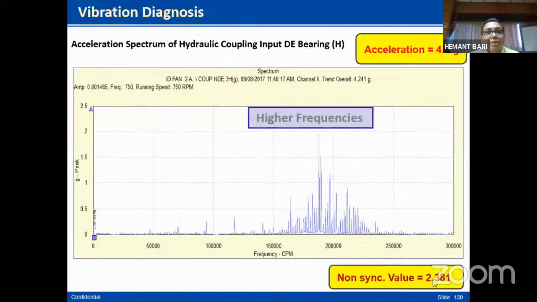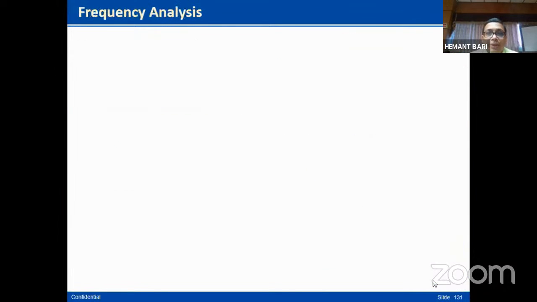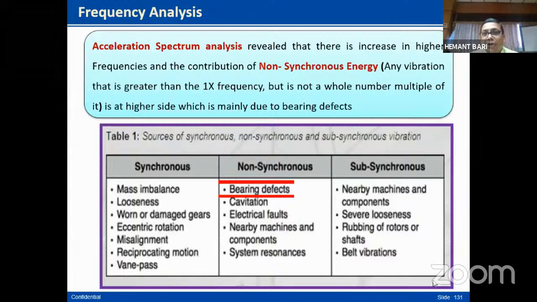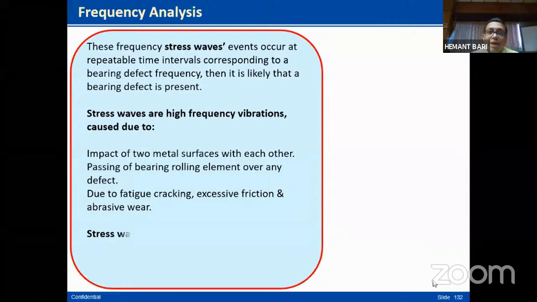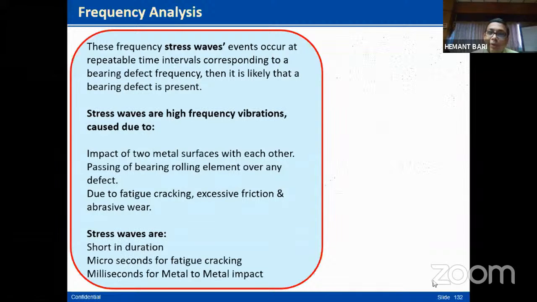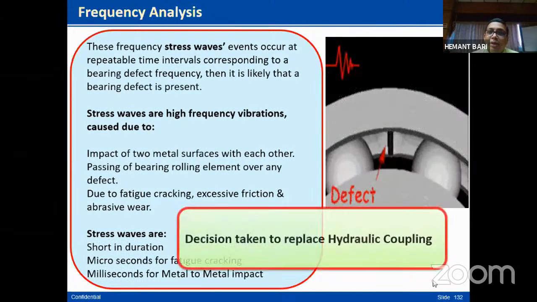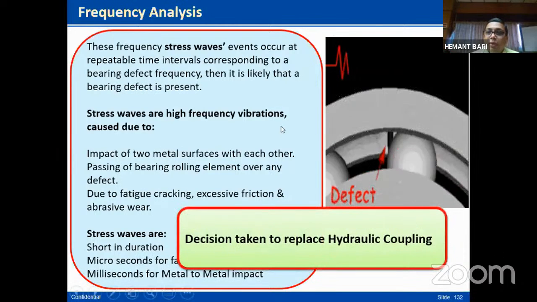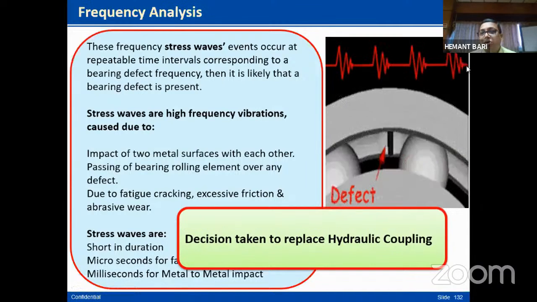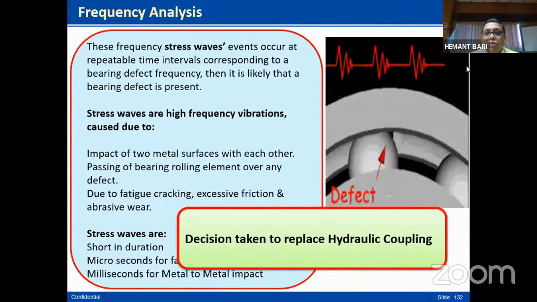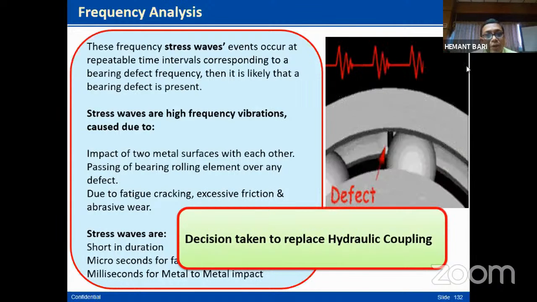work. Then the vibration analysis. The acceleration value was on higher side, showing the high frequencies. Okay, whenever the non-synchronous value is on a higher side, it's sure shot there is the bearing defects. So whenever stress waves are generated, metal to metal contact will be there, and passing of roller. Whenever the roller passes through the fault, such kind of impacts are generated. So similar thing was happening in the machine also. So we decided to replace the hydraulic coupling.